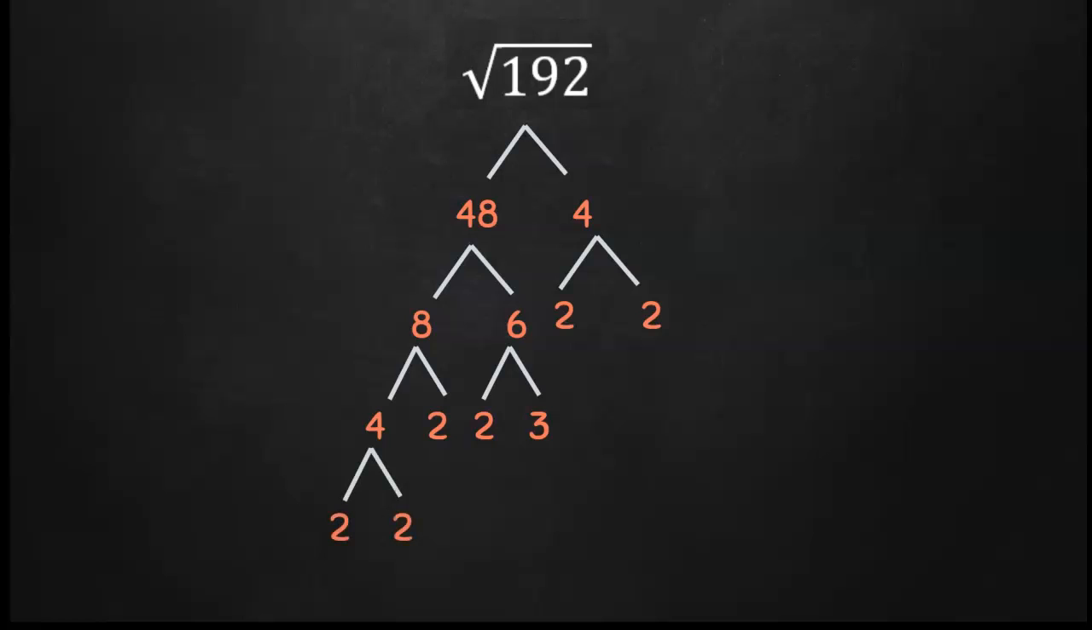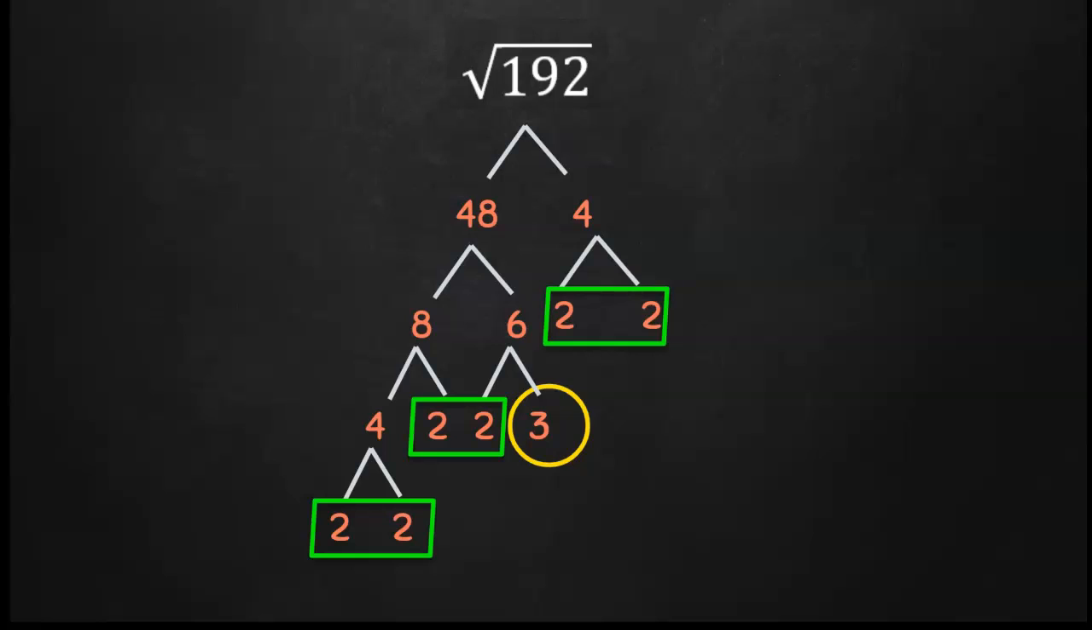So again, make sure you're looking for pairs of numbers. You have a pair of 2, another pair of 2, and a third pair of 2. And you also have a 3 that doesn't have a pair. So make sure you have 3 pairs of 2's.